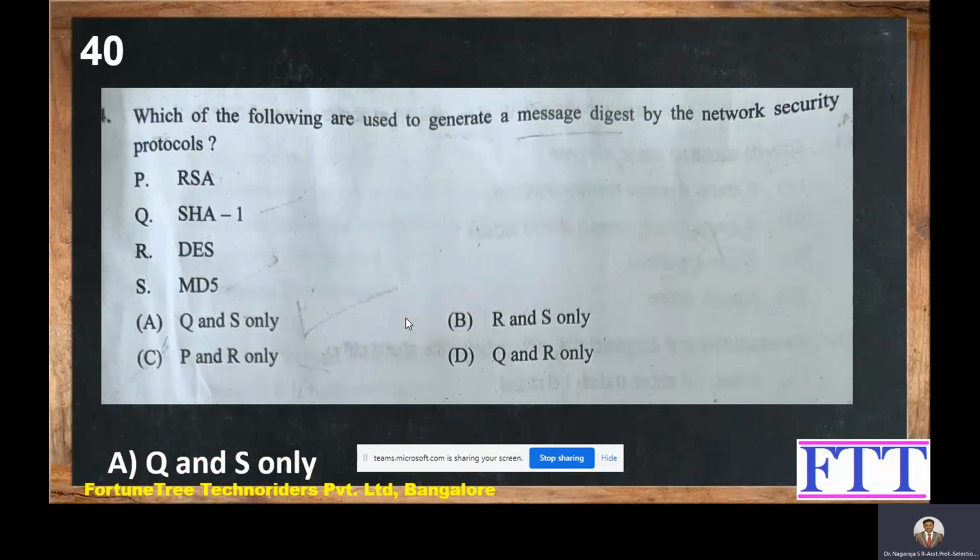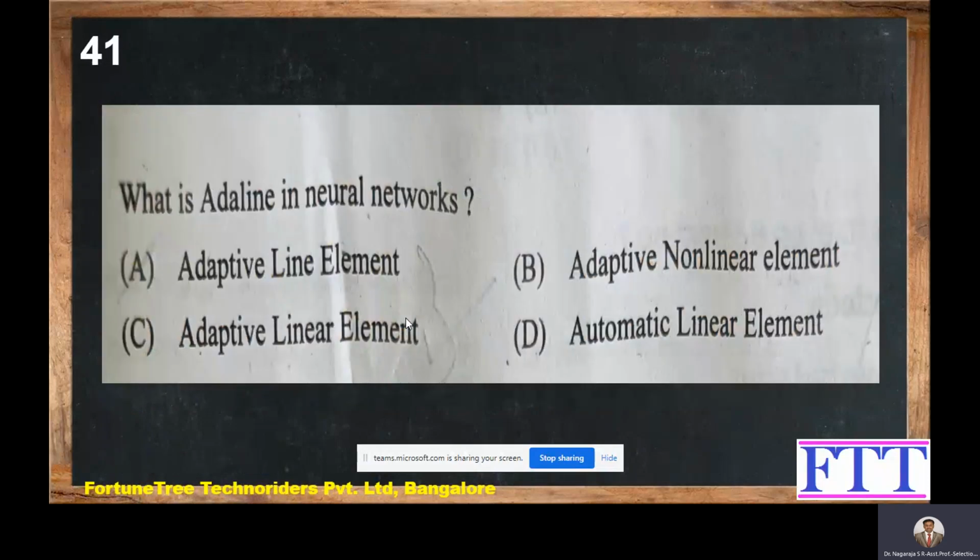So move to 41. What is the Adaline in neural network? Option A, adaptive line element. Option B, adaptive nonlinear element. Option C, adaptive linear element. Option D, automatic linear element. So option C is the right answer, adaptive linear element.